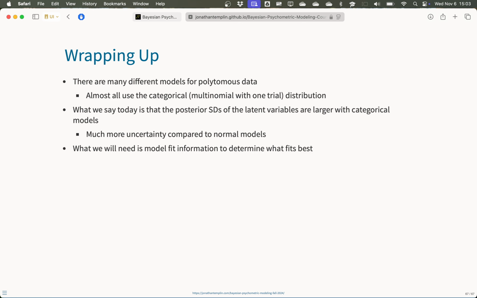So that'll do it for this lecture. We had a lot more nominal response, polytomous data models. There's a whole bunch of them out there. This was sort of an introduction.